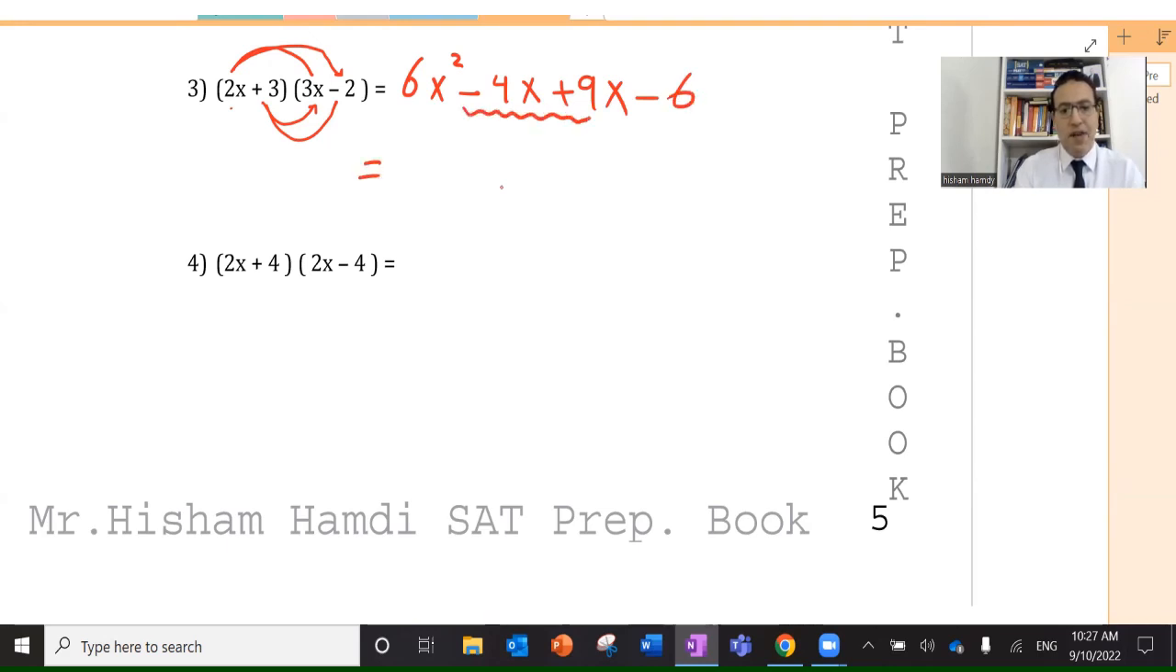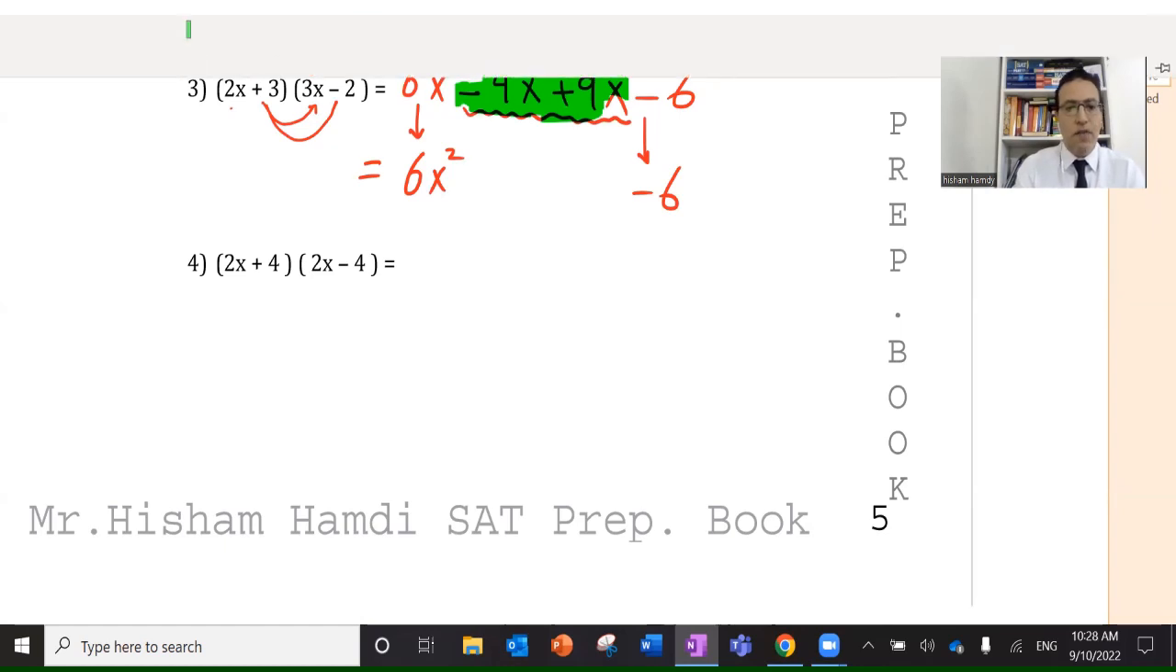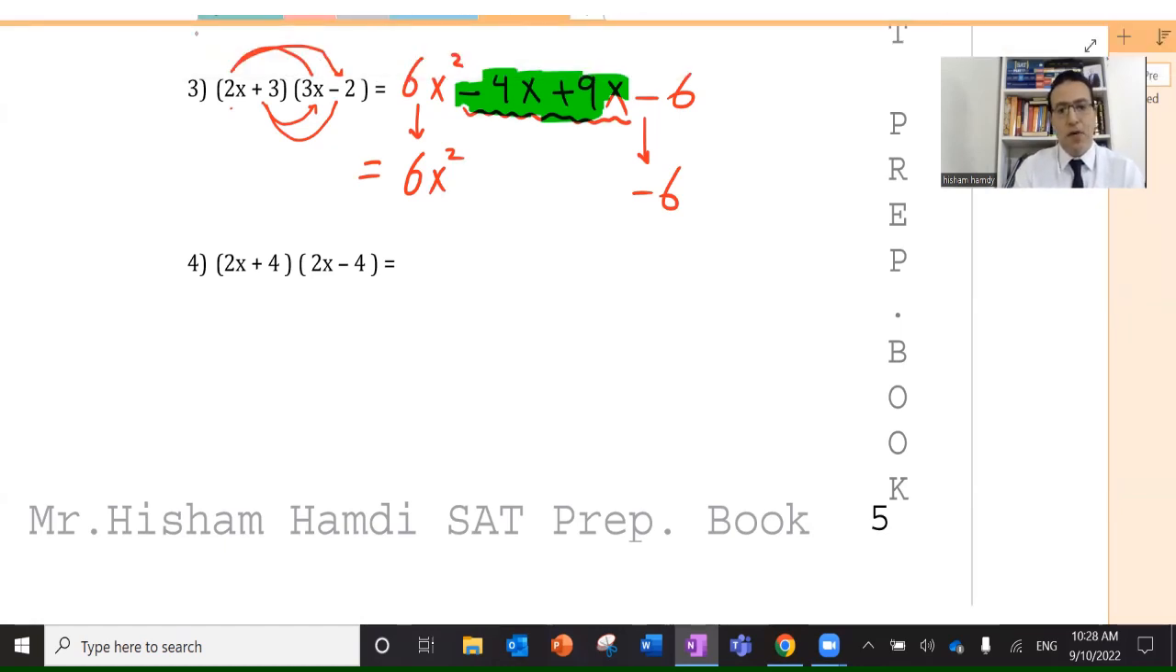Notice that I have like terms here. So I'm going to put down 6x squared. I'm going to put down negative 6. And then I'm going to add the 2 like terms, positive 9 and negative 4. I think all of you know that negative 4 and positive 9 is positive 5x. So usually the expansion of 2 terms gives me 3 terms in descending order: x power 2, x power 1, and then the constant value without x.